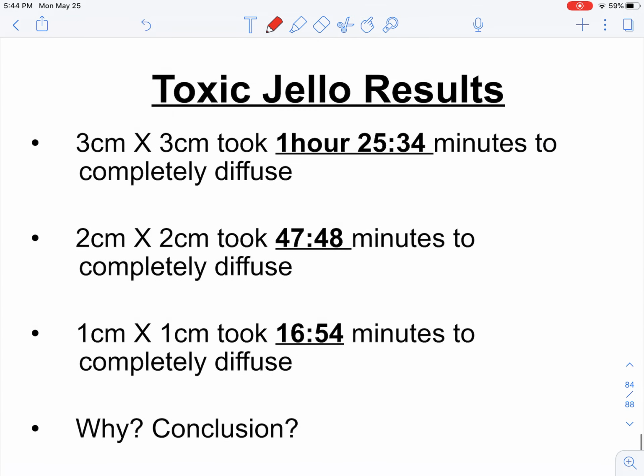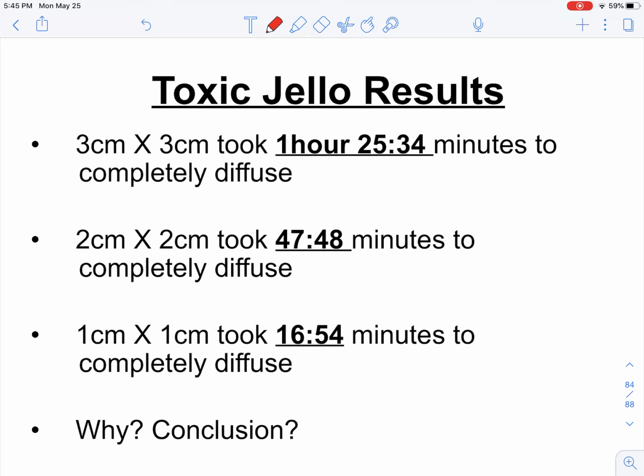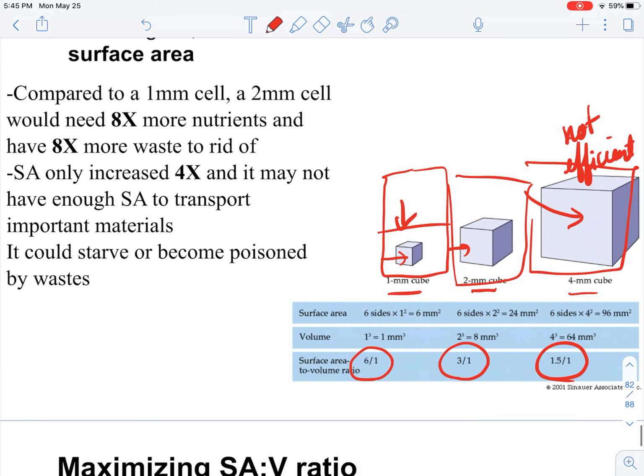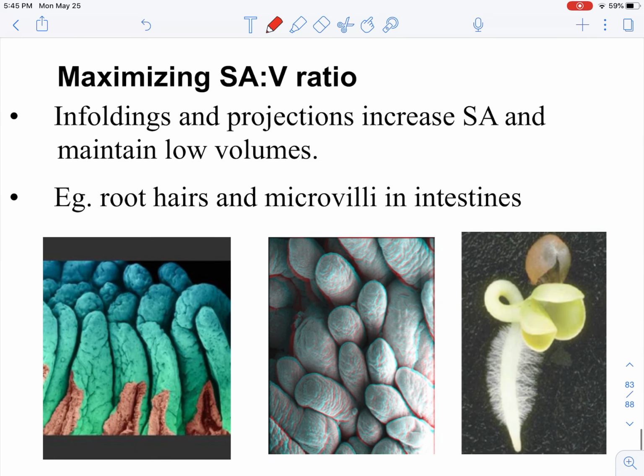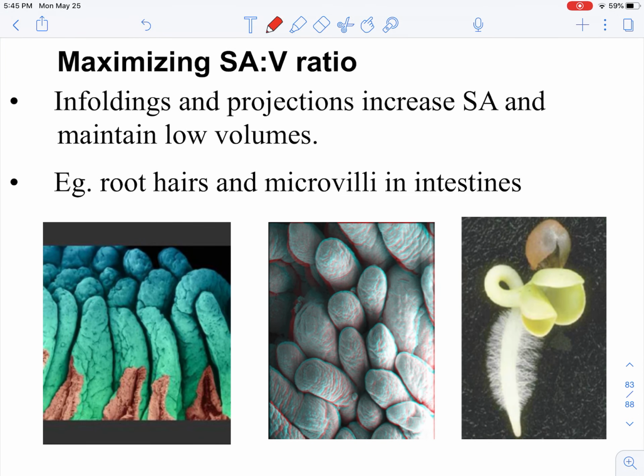This one, I have the stats, I think, on here. The little guy took like 16 minutes to turn all yellow, and it was a 1 by 1 centimeter cube. The 2 by 2 took 47 minutes, and the 3 by 3, our class finished and it was still going. It was an hour and 25 minutes to diffuse that acid entirely into the center of this cube. So we're seeing how that would not efficiently sustain life if the cells were so big.